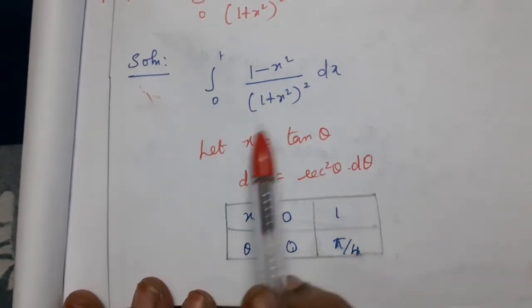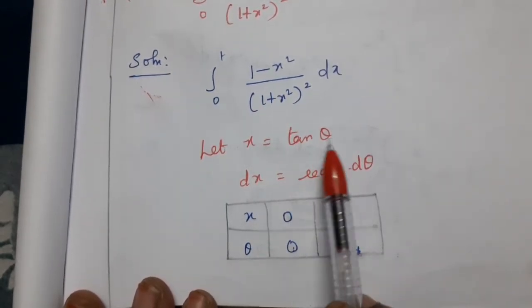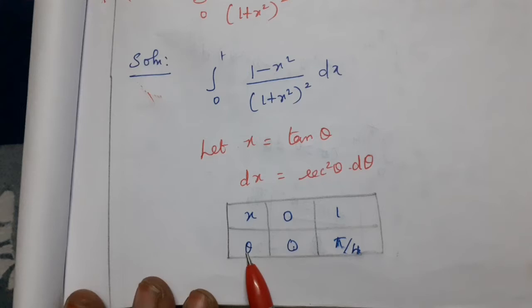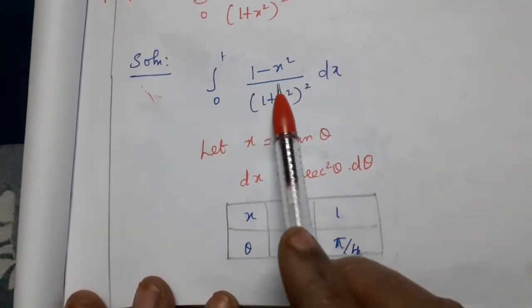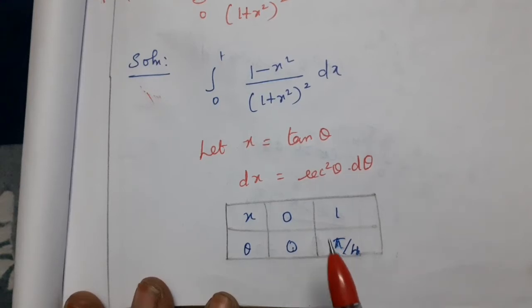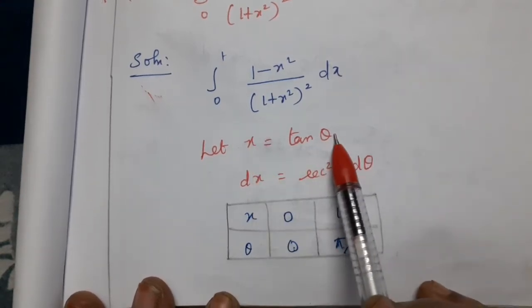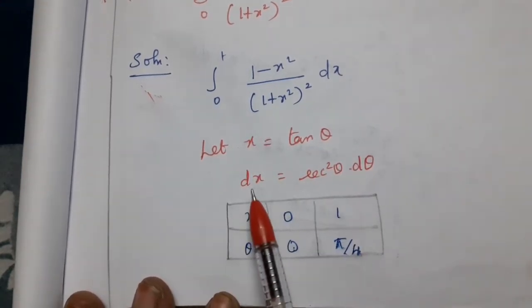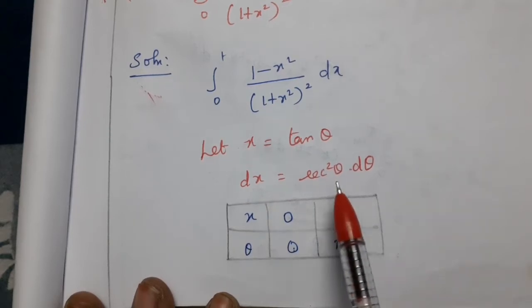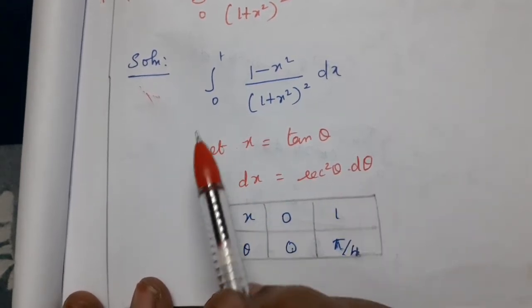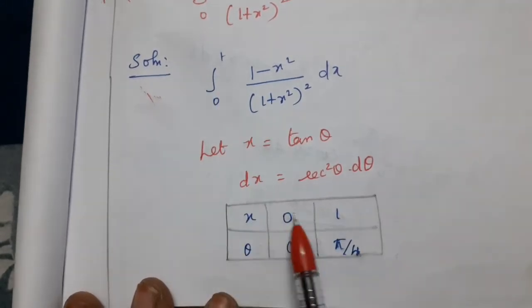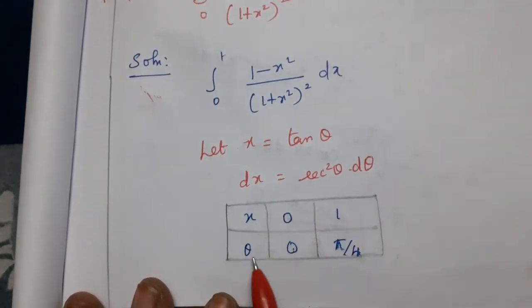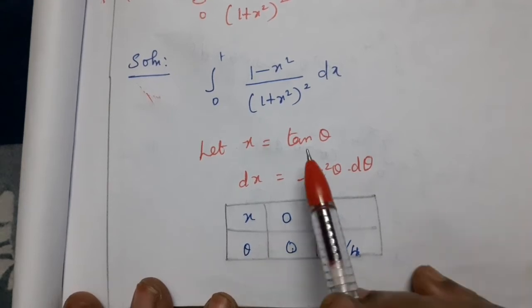When the variable x is taken in terms of theta, the limits also become in terms of theta. The algebraic function is converted into a trigonometric function, because x is taken as tan theta, and dx is secant square theta into d theta. So now x takes the values 0 and 1, the lower limit as well as the upper limit. Next, we substitute to write the limits in terms of theta.